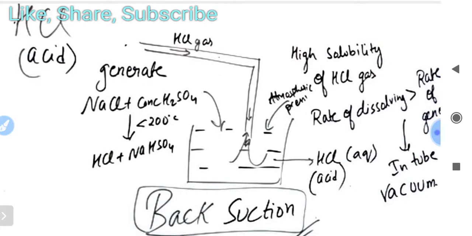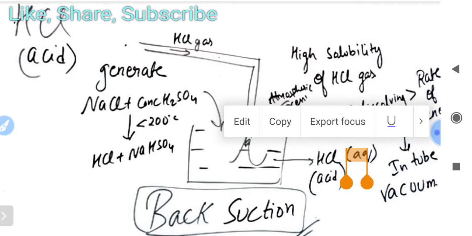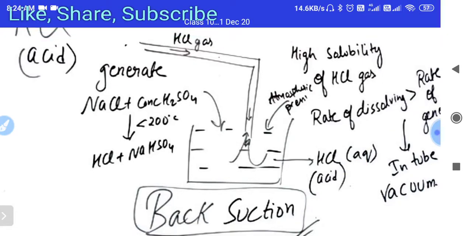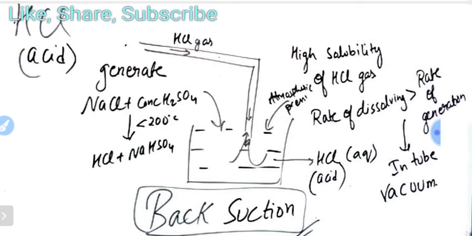Now, one thing you also have to read in this chapter is about HCl. As you know, it is an acid. There is one process, back suction. It is the same process as when you drink a drink with the help of a straw. It is the process of back suction like that.